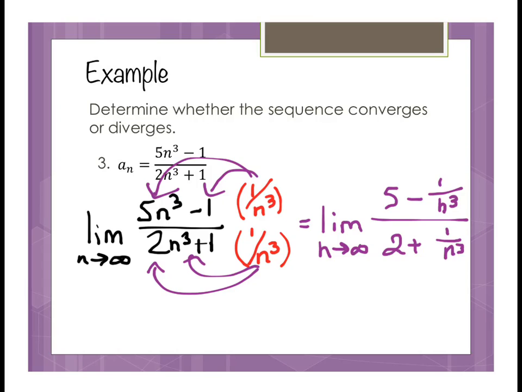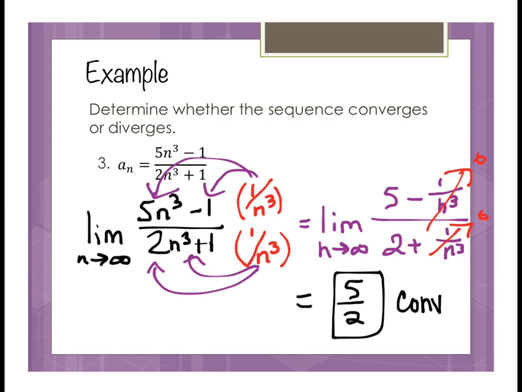But what happens to this 1 over n cubed? Zero. It goes to 0. And that's helpful. So these pieces right here each go to 0, which means my limit becomes what? 5 over 2. So does it converge? Yes, it converges. And the reason we know it converges is because we actually found the value.